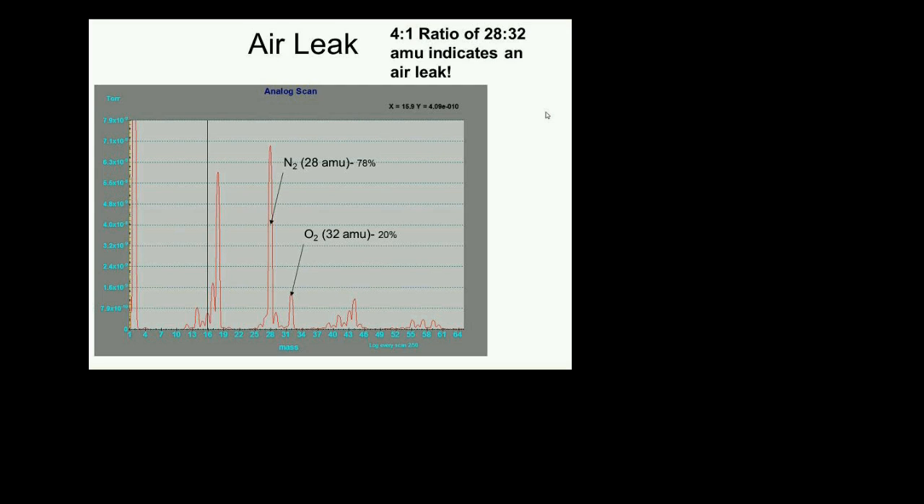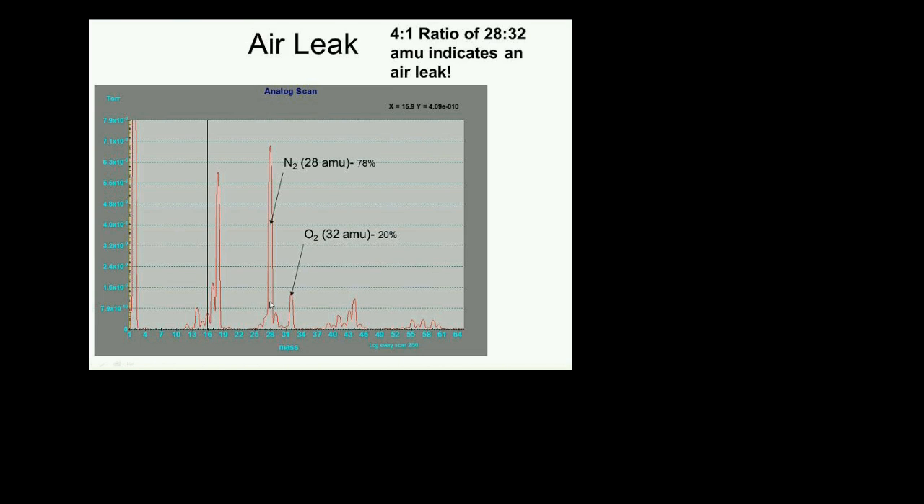So what do I see? I see two things. If it were me looking at this spectrum, I would say, all right, what do I see? I see a peak here at 18 AMU and at 17 AMU. This is water, right? And I say, okay, this water is 5E-9, and I'm shooting for a 7E-9. This water is good enough. I don't need to bake out my system.